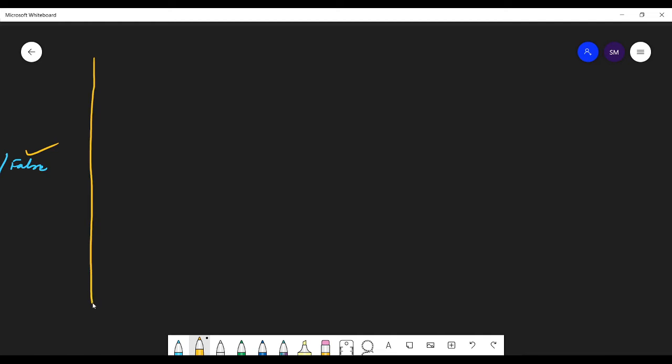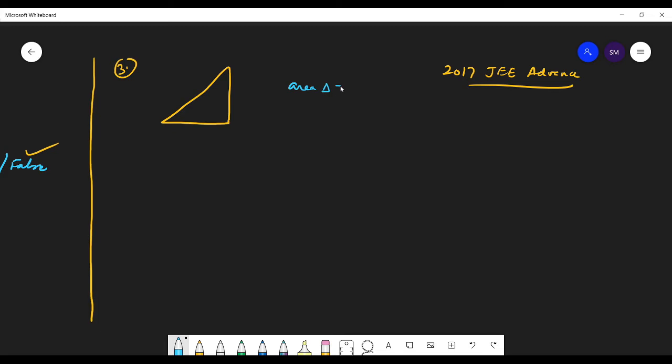So now this is a new question which was in 2017 JEE Advanced. Okay. So students, you have the sides of a right angle triangle, and they are in arithmetic progression. So these three sides are in arithmetic progression, and the area of the triangle is given to you, that is 24. So what is the length of the smallest side?